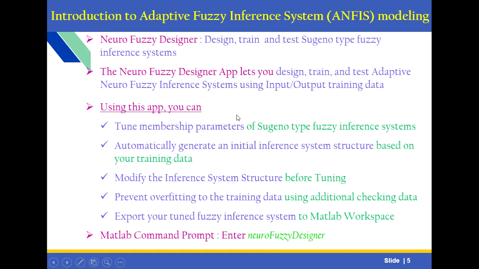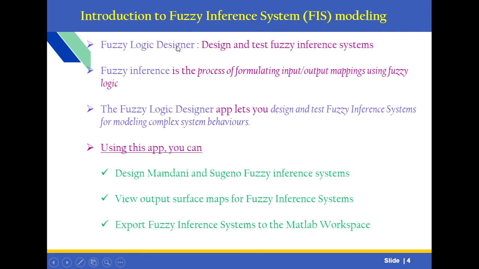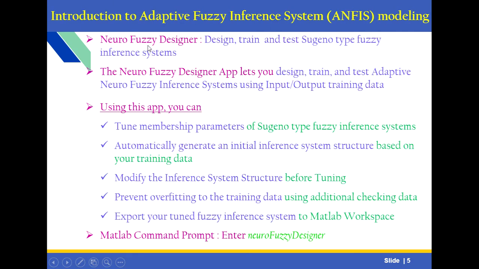Then introduction about ANFIS modeling. Introduction to adaptive fuzzy inference system modeling. Here this is the app called Neuro-Fuzzy Designer. Previous one is fuzzy logic designer app. This one is the Neuro-Fuzzy Designer app. This app is used to design, train and test Sugeno-type fuzzy inference systems. The Neuro-Fuzzy Designer app lets you design, train and test adaptive neuro-fuzzy inference systems using input and output training data.